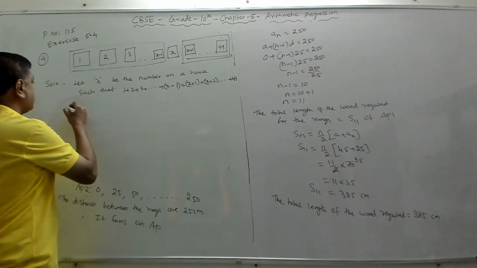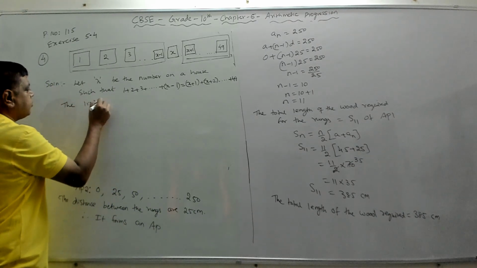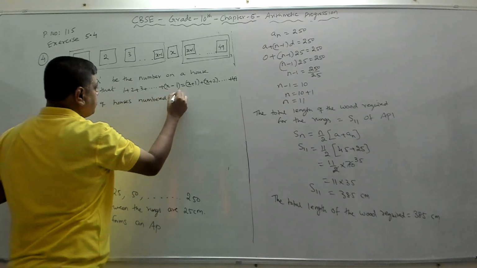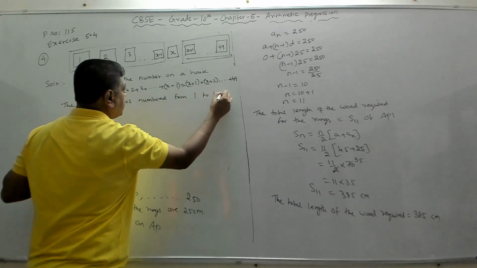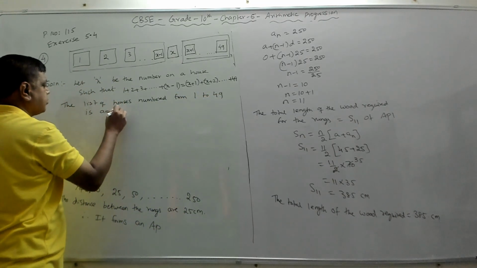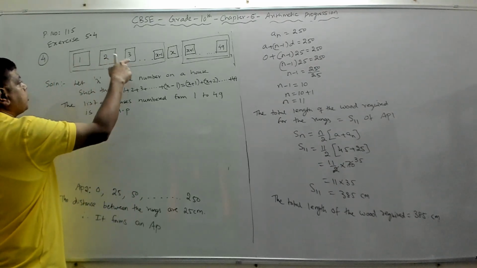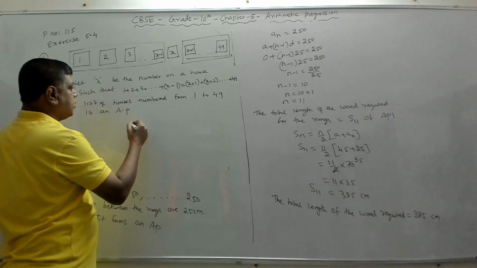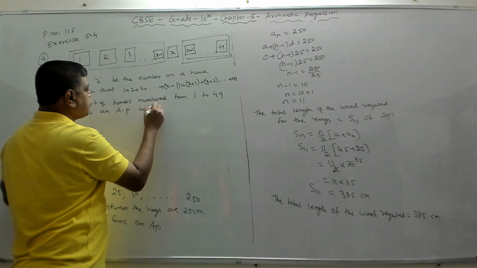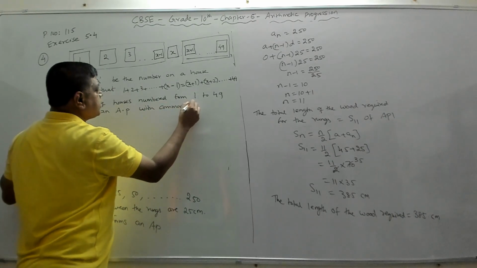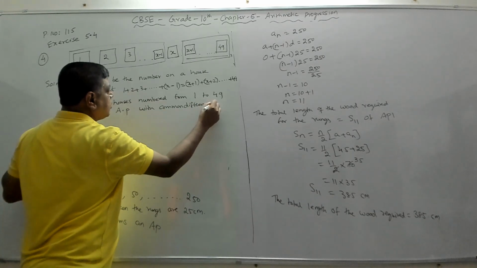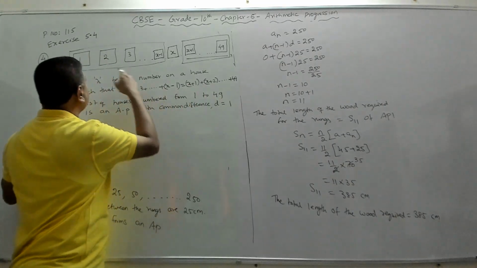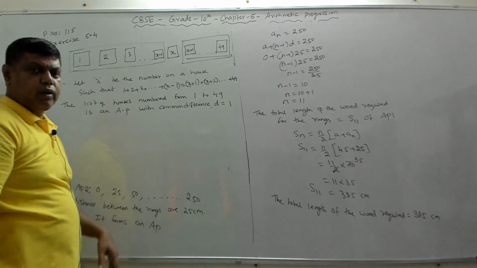Now the list of houses numbered from 1 to 49 is an AP. Correct? It's an AP because 1, 2, 3, this list of numbers forms an AP, right? It's an AP with common difference D, which is equal to A2 minus A1, that is 2 minus 1, which is 1. So common difference is 1.